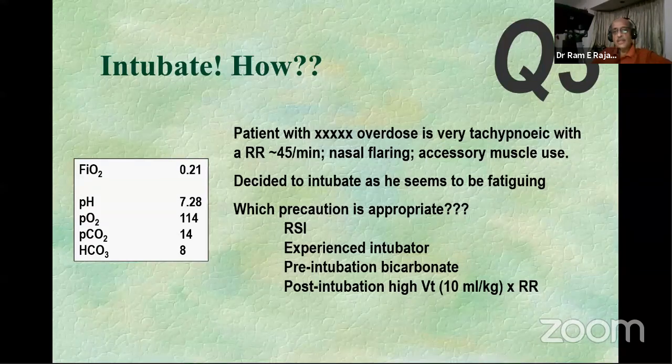So he's got a severe metabolic acidosis and he's got a superimposed respiratory alkalosis. With that as a consideration and the fact that he may be fatiguing, among the choices that I'm asking you to make, which precaution is appropriate? One or more of them would be valid. You just pick, and then I will go through my discussion, and when we come to the specific points, we will talk about it.